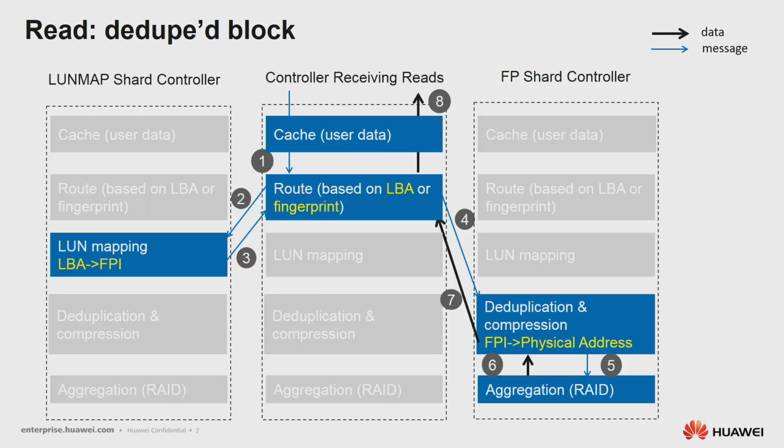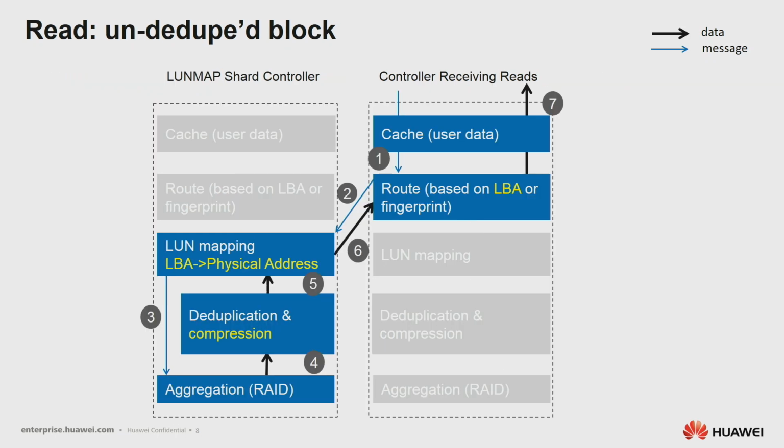On the read path, for a dedupe'd block, meaning when we're looking at the non-map and it's pointing to a fingerprint index, we know that's a dedupe'd block. For those, we first route based on the LBA, find the FPI, then use the FPI to route to the physical shard, the fingerprint shard. Then we read data and reply to the user. For an undedupe'd block, we look at the LBA, get to the physical address, which is local on this shard. Then we reply to the user.